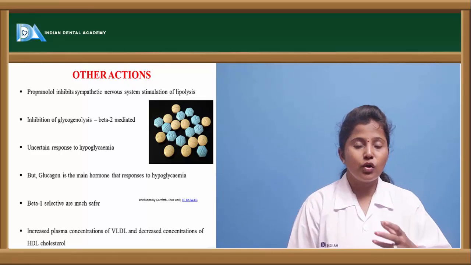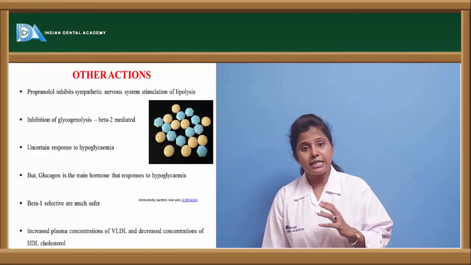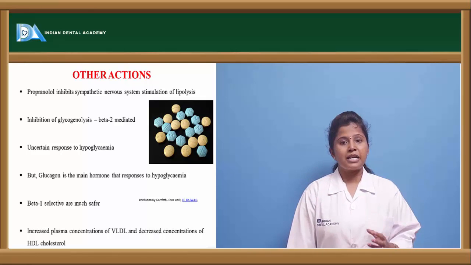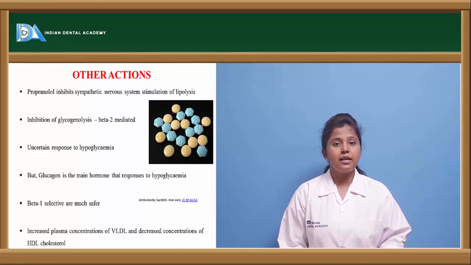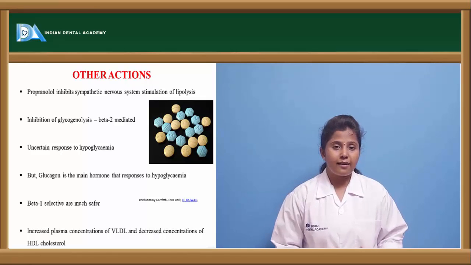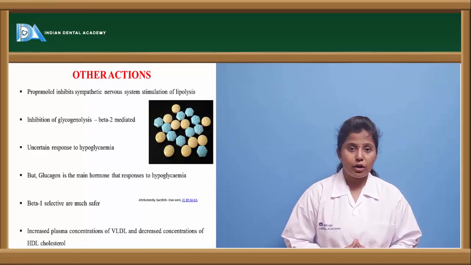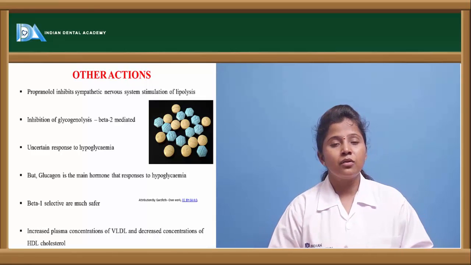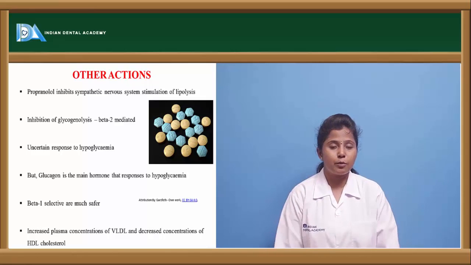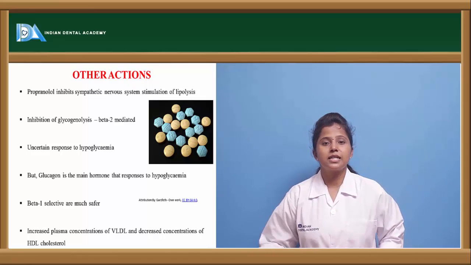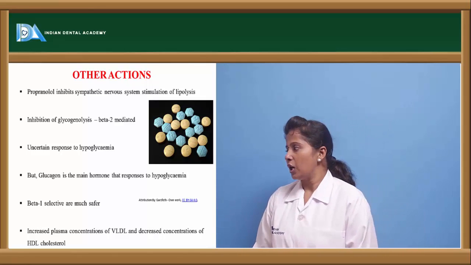And as I told you, it causes stimulation of lipolysis, breakdown of lipids. So there will be increased concentrations of cholesterols in the plasma. Here we have VLDL, LDL, HDL and chylomicrons. These are the lipids which are available in the body. When the complex lipids are broken down into simpler lipids, when lipolysis takes place, these VLDL, LDL, HDL and chylomicrons are formed. So because of the higher lipolysis, the concentration of these lipids in the plasma will be altered.